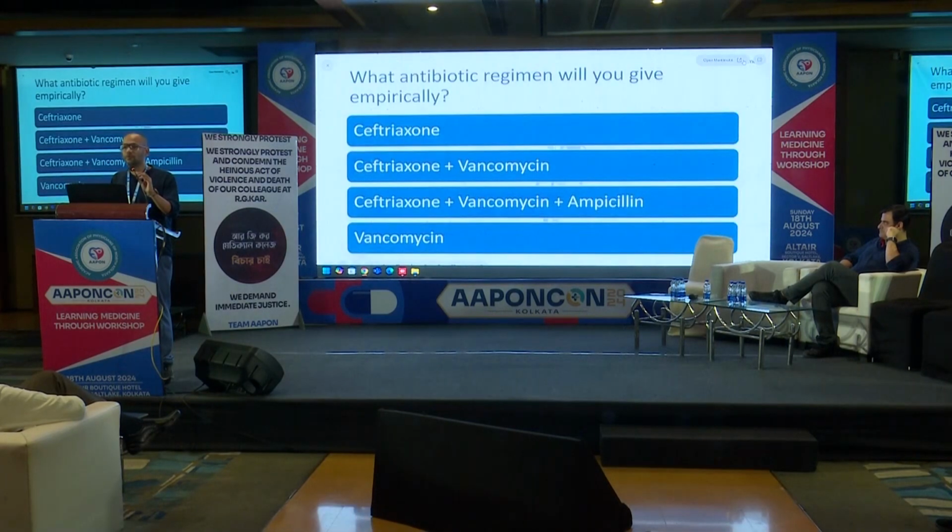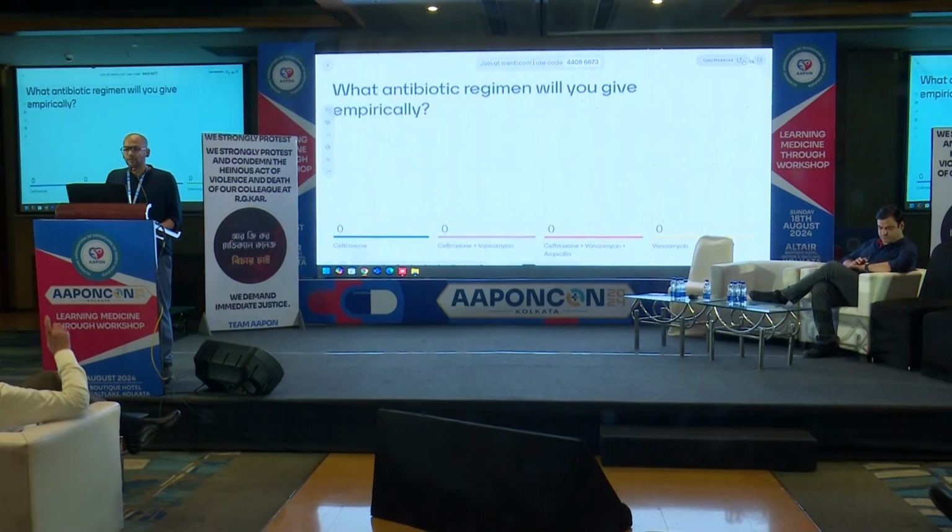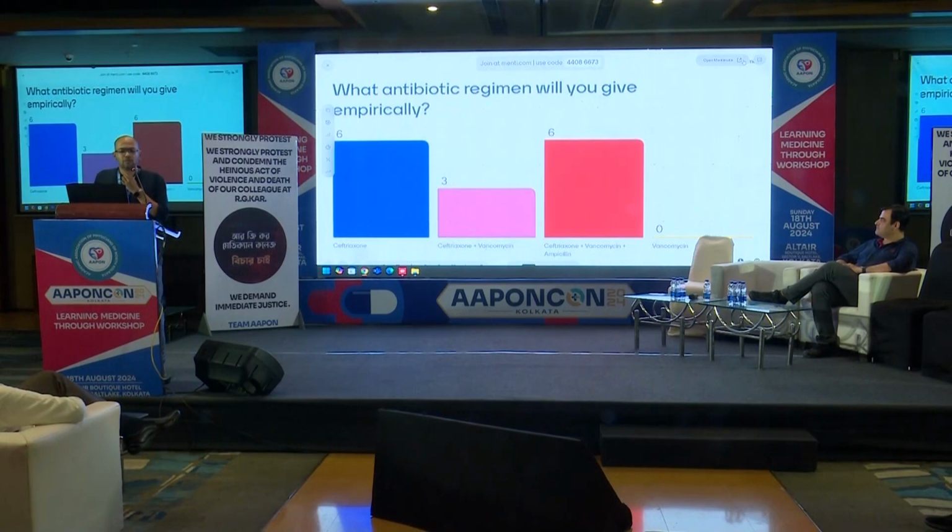Now, you know that the syndromic diagnosis here is possibly an acute bacterial meningitis. It could be a viral meningitis also, but the most likely diagnosis here is an acute bacterial meningitis. Now, what antibiotic regimen will you advise? Will you give ceftriaxone alone, ceftriaxone and vancomycin, ceftriaxone, vancomycin and ampicillin, or vancomycin alone? So, choose your answers. There is a split between ceftriaxone alone and ceftriaxone, vancomycin and ampicillin.